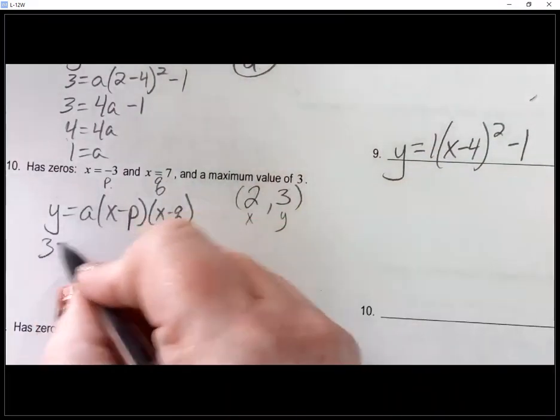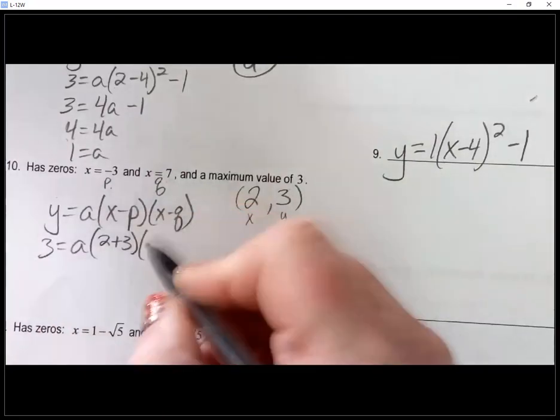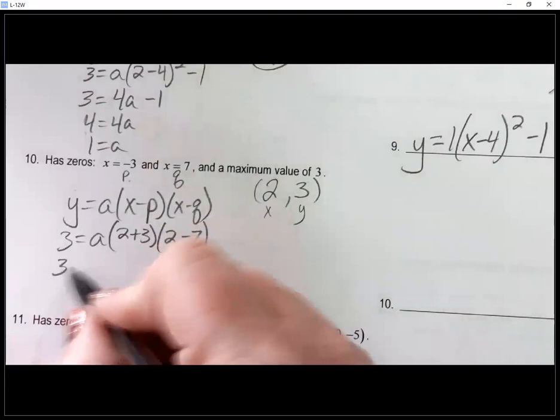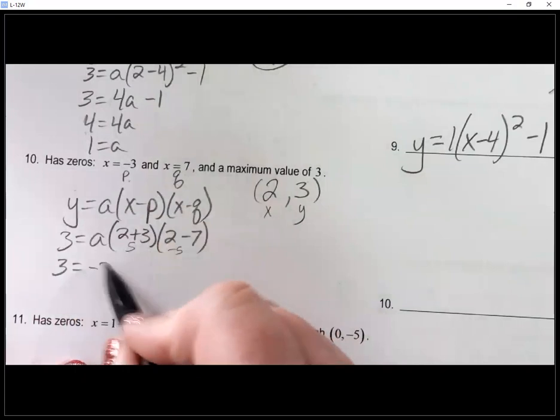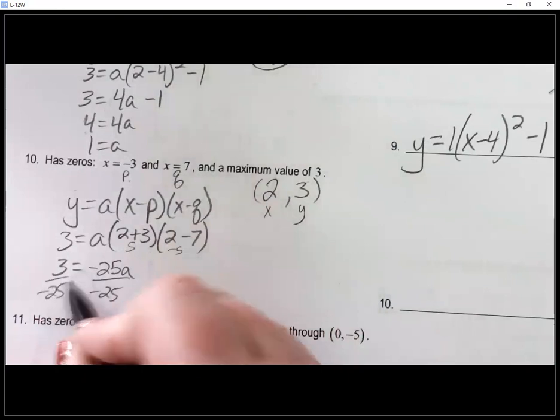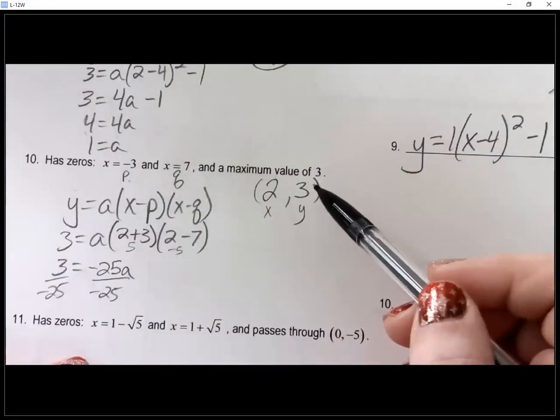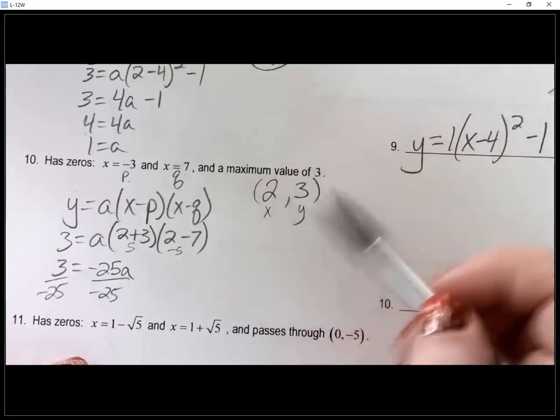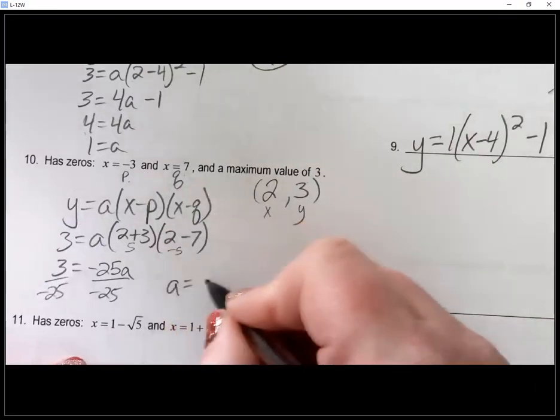3, I don't know what A is. X is 2 minus -3 turns into a plus. X is 2 again, minus 7. Now we can solve for A. So that's 5, that's -5, -25A. Why is the vertex now X and Y? Because I already have P and Q, so all I need is some other point. It doesn't matter if that other point happens to be the vertex or just some random point that they give me. So I'm just treating it like X and Y because that's all I need to get where I want to go. Did anybody else get -3/25 for A?